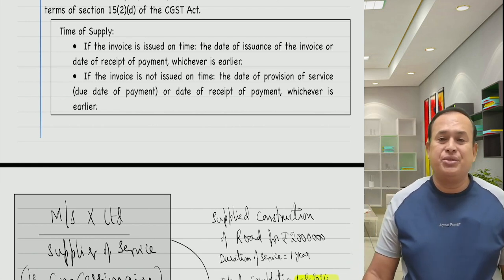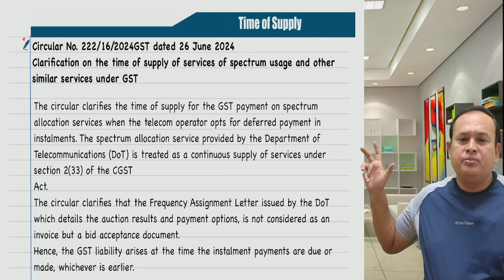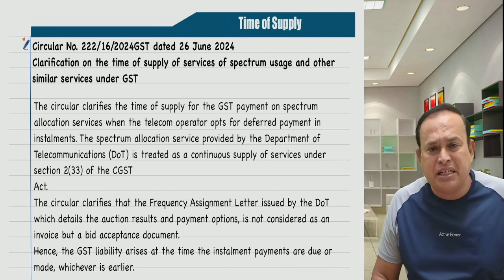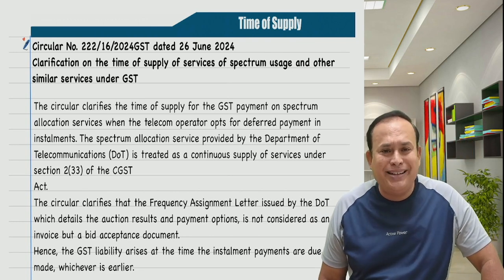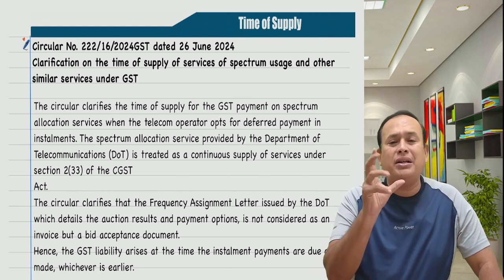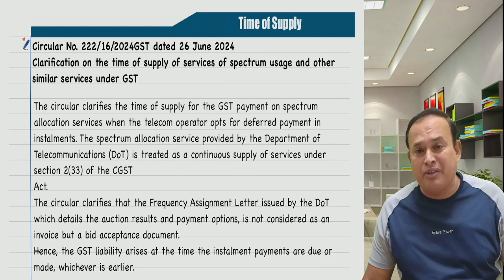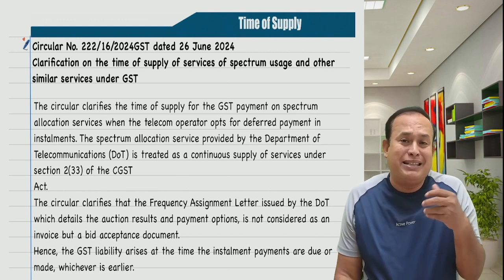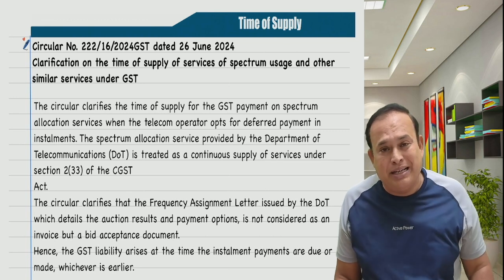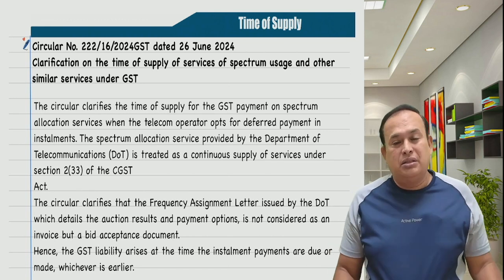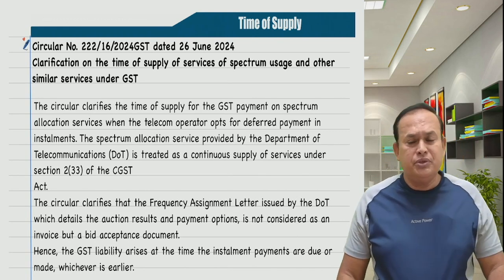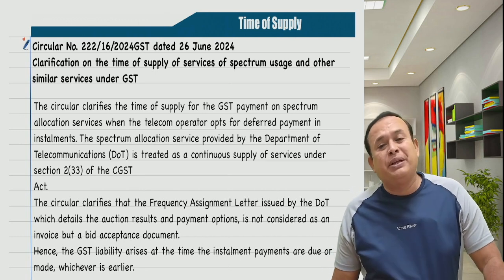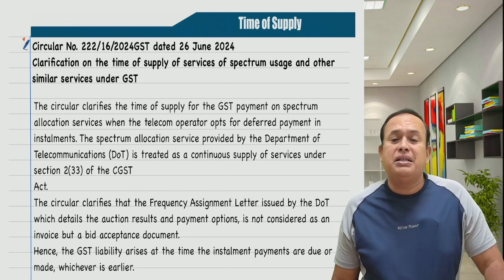As simple as this. Now, the circular of CBIC gives clarification on the time of supply of services of spectrum usage and other similar services under GST. What is the time of supply? Generally, my dear friends, as you are aware, spectrum services, namely the space available in the satellite, are used by telecom operators, allotted by the government, the Union Telecom Ministry, which is the central government. The supplier is the central government, the recipient is a government company or business entity. It attracts GST under RCM.